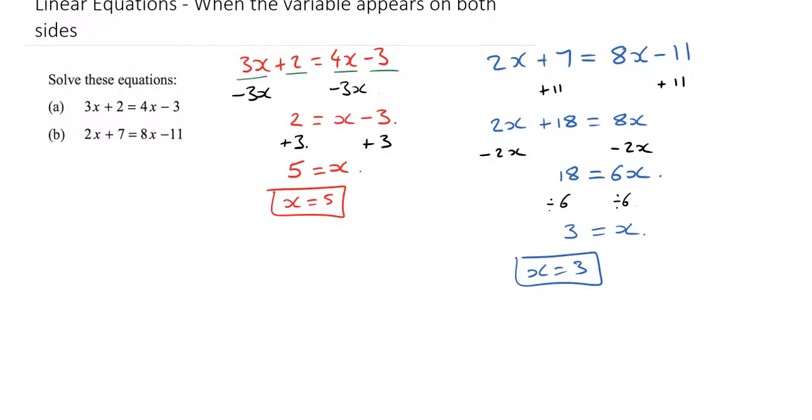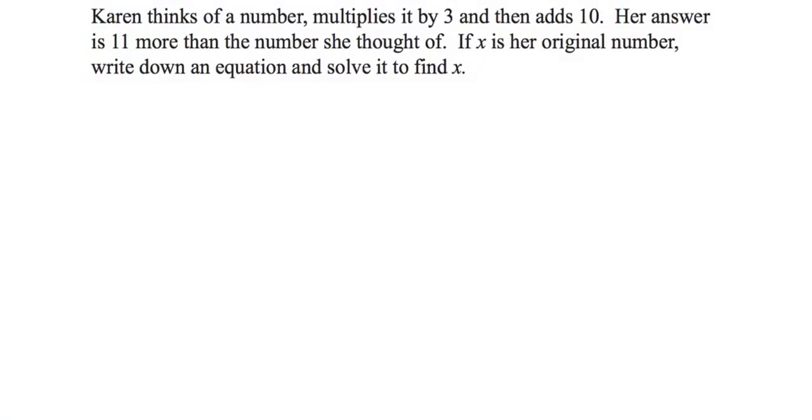So these questions aren't necessarily any more complicated as long as you're very comfortable with this balancing method and cancelling out. Now, just to have a go at something slightly more challenging again, let's look at a worded question and see if we can interpret this as an algebraic equation. Karen thinks of a number, multiplies it by 3, and then adds 10. So before we go any further, let's just say that the number she's thinking of is, unsurprisingly, x. So she's going to multiply it by 3. That's going to be 3x. And then she adds 10. So far, we've got 3x plus 10.